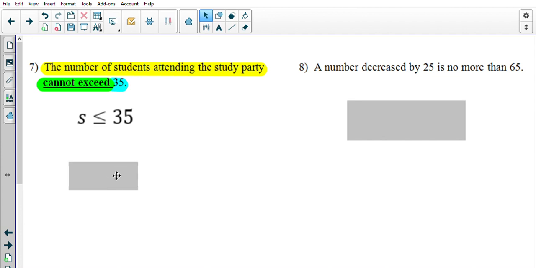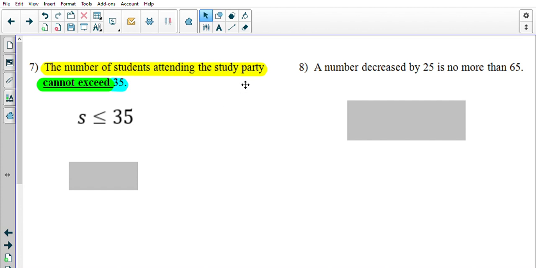We see this in a situation a lot of times with like occupancy for a room. Most rooms for fire safety have a maximum number of people that can be in there. So we can say the number of people in this room cannot exceed 150. So the number of people would be less than or equal to 150.